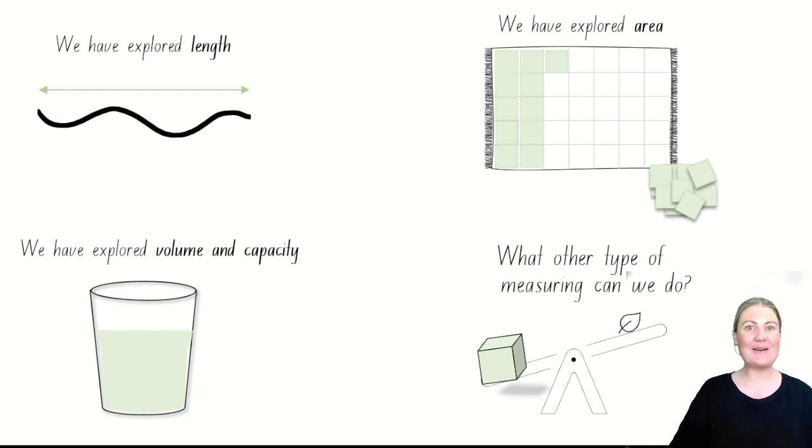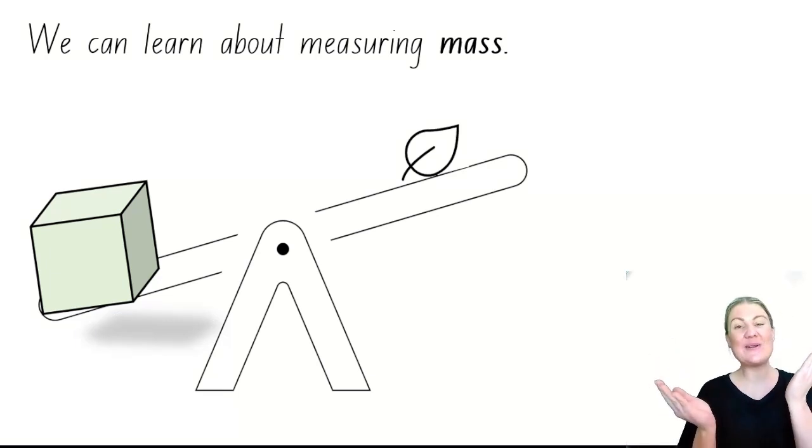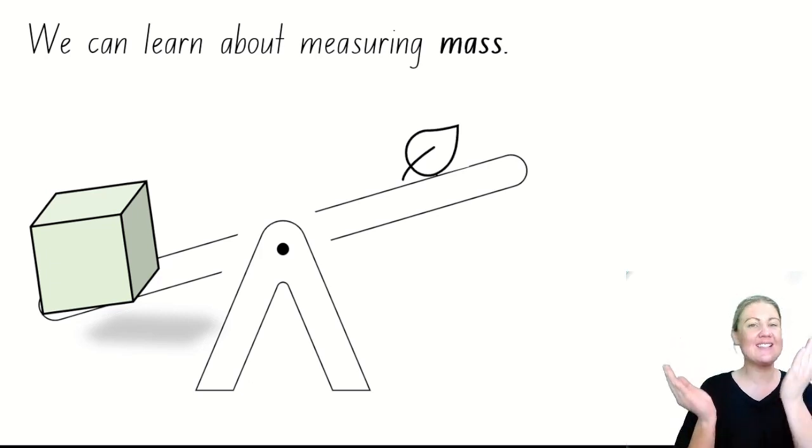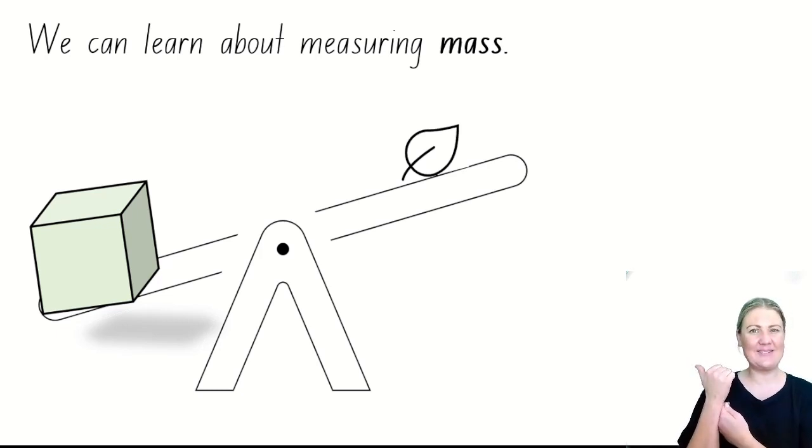What else can we learn about measuring? I can see a clue just here to help us. We can learn about measuring mass, not maths. Mass. It's a different word. Mass is talking about weighing things, using words like heavy and light. This picture might be able to help you understand about mass a little bit more. This sort of looks like a seesaw.